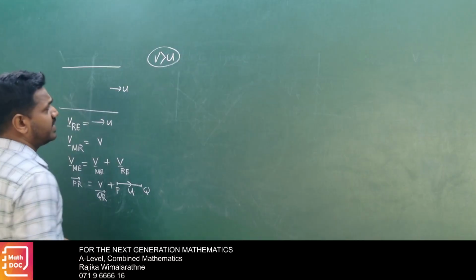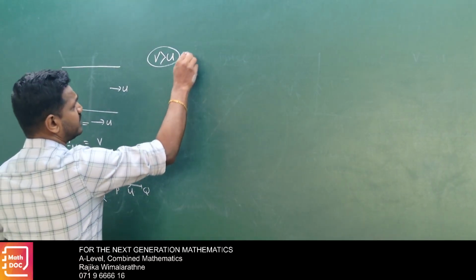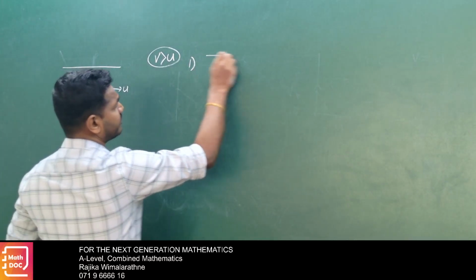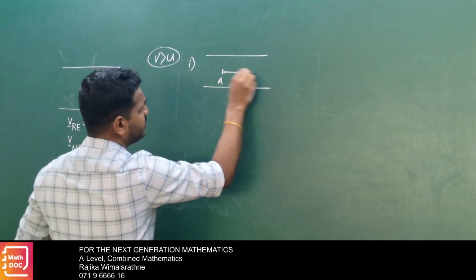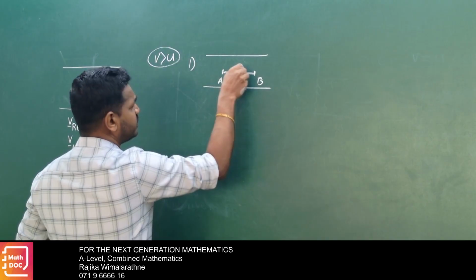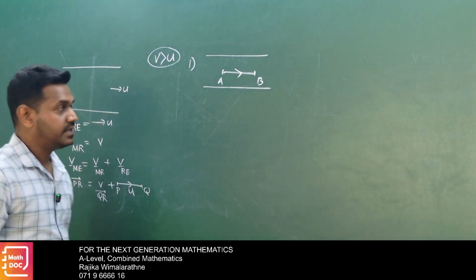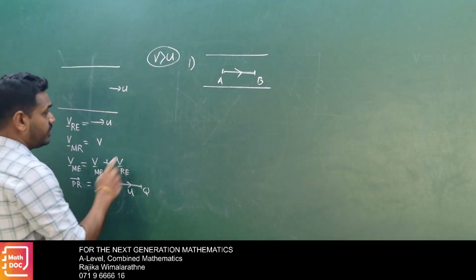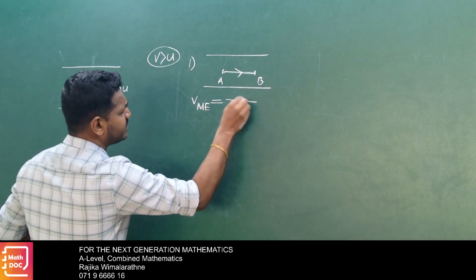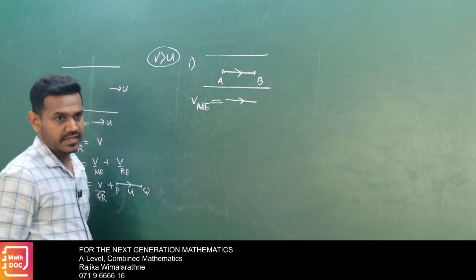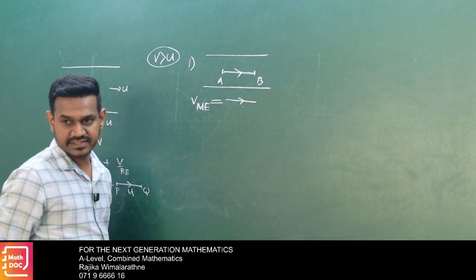Now, here first one. Here river, point A somewhere here, point B somewhere here. Now I need to move A to B motion. Therefore, velocity of man with respect to Earth, you need to consider here this way. Moving A to B, first case.